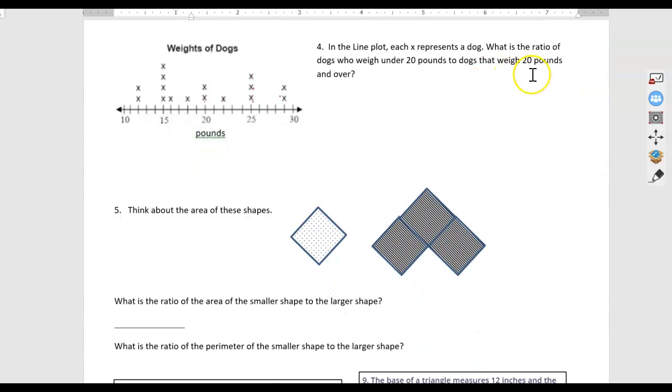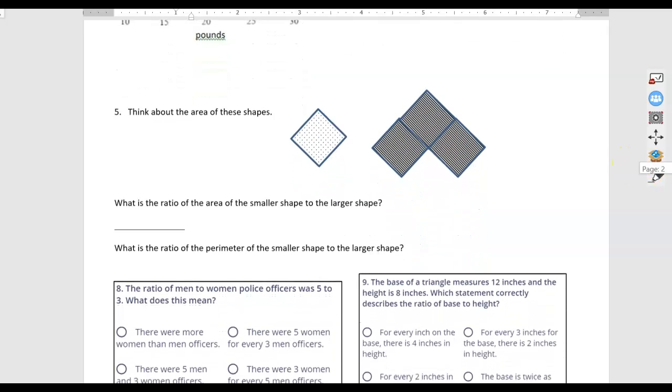And number 4, it asks us for a ratio, and we want the ratio of dogs who weigh under 20 pounds and dogs that are 20 and over. Okay, here's the word "to." That's our ratio word right there. It's this to that. So we'll have to use this line plot here to count how many dogs weigh under 20 and how many are 20 and over.